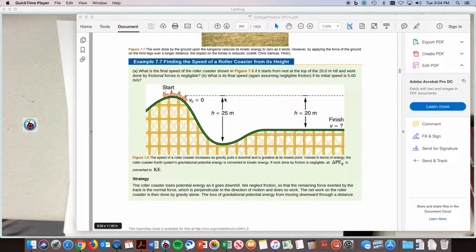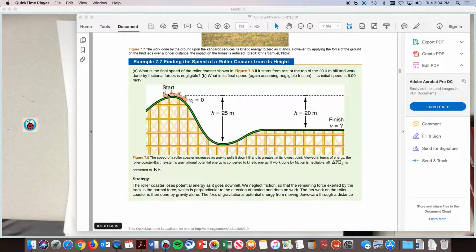I've got to do a little work here. So the initial height. Let's just say the initial height is 25 meters. And so this height from up here is 20 meters. So basically, it goes up 5 meters, right? There you go. So let's just do it this way.